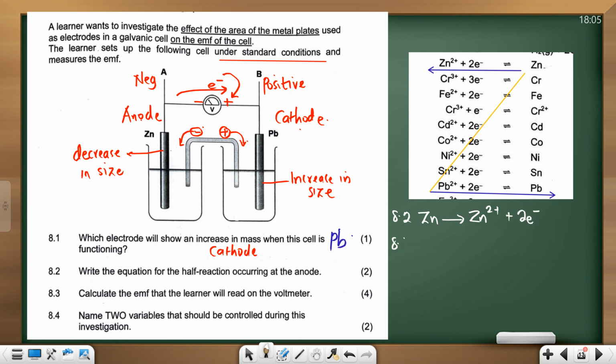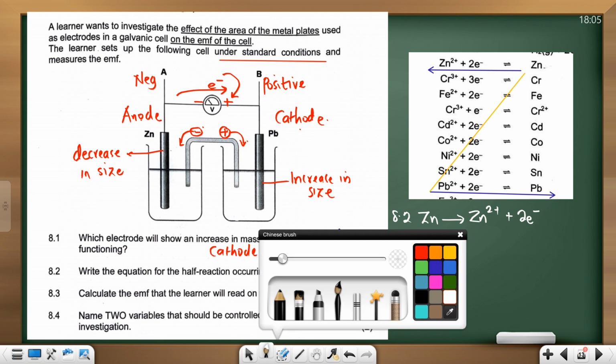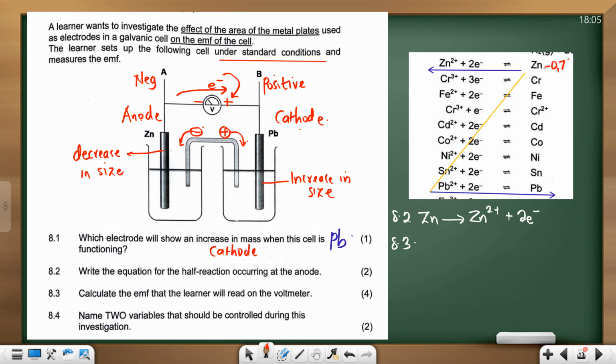Number 3, please calculate the EMF. EMF, do we know how to do that? With just plug, give me the value on your table there for zinc. Negative 0.76. What about lead?